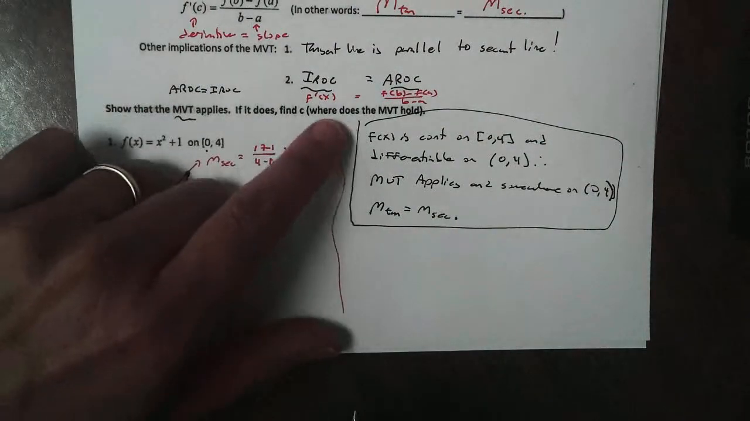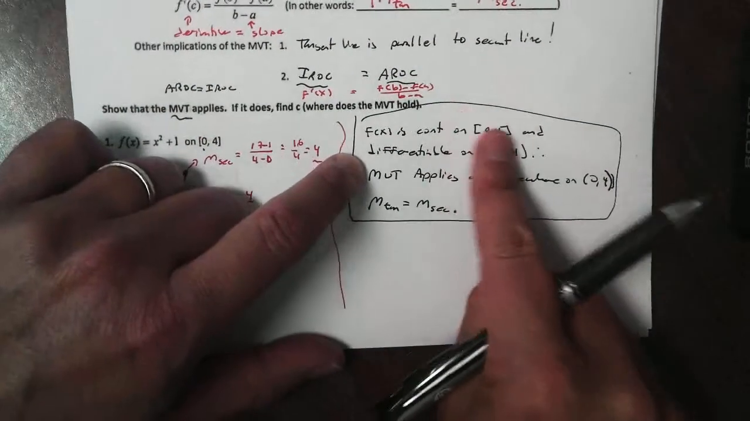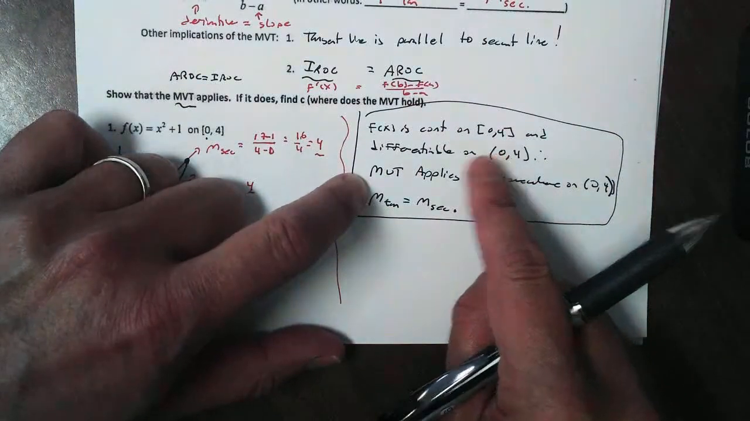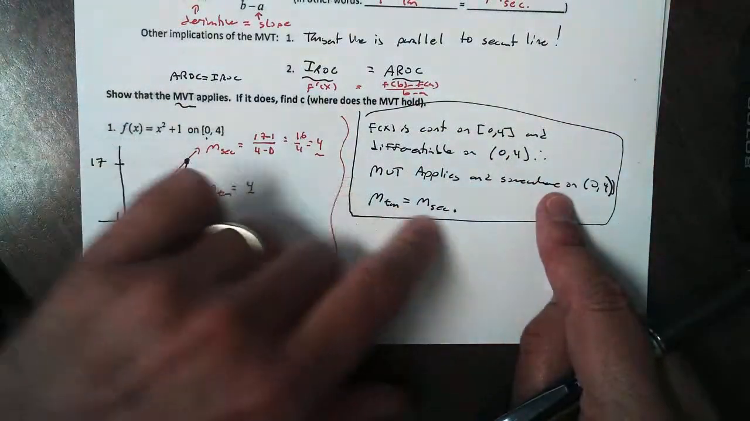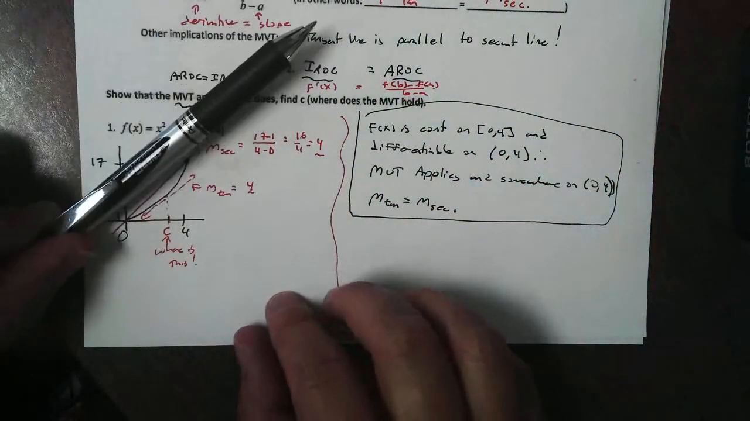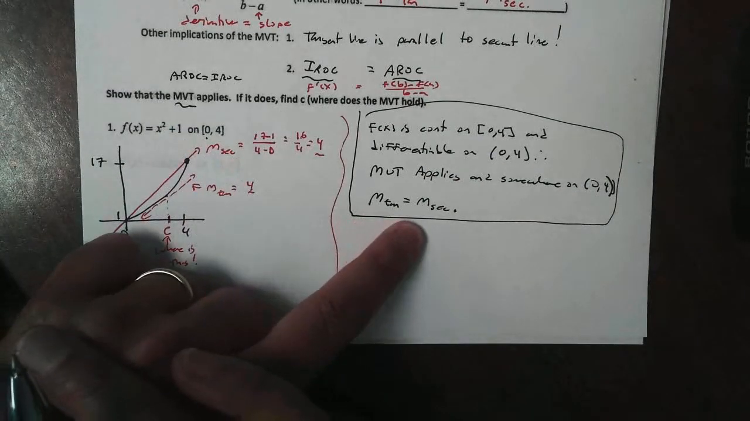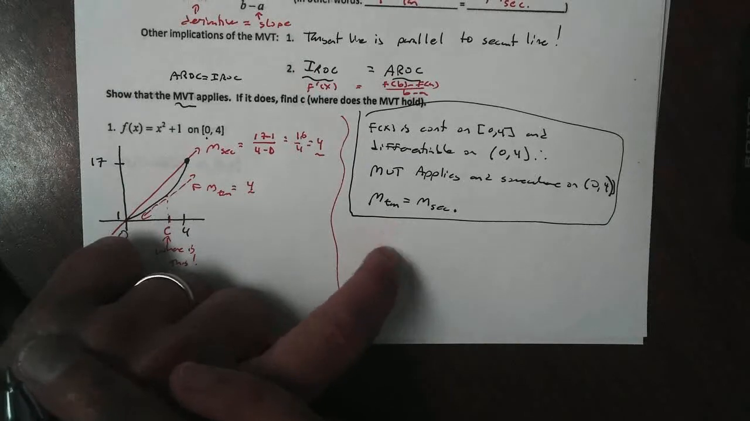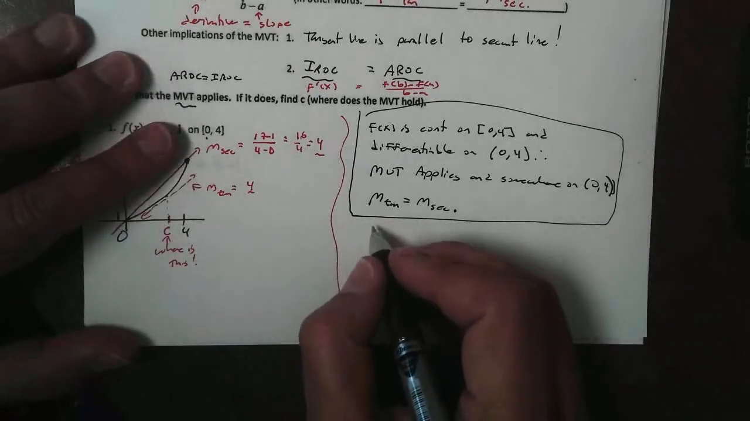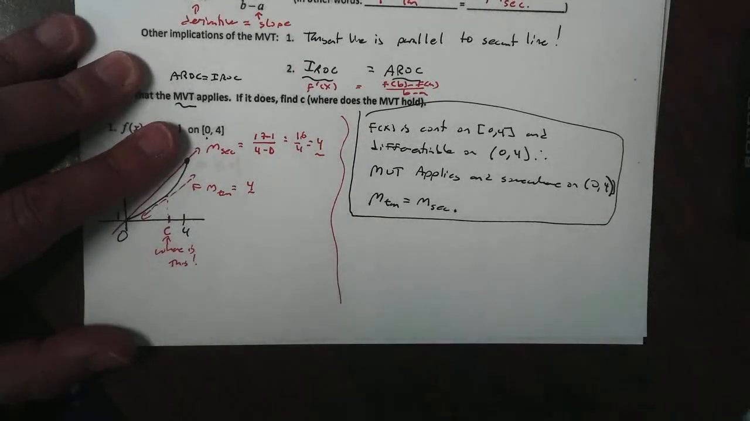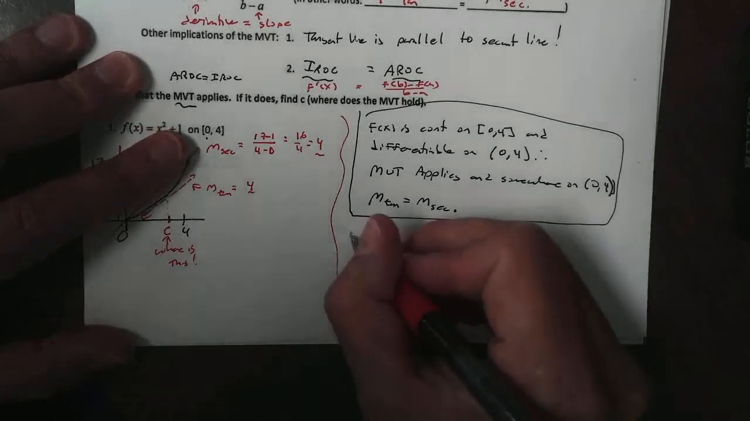So that's part A. So we showed that it applies. The function is continuous and differentiable. The MVT applies, and it tells us that somewhere our two slopes are going to be equal. Now, this is the only time I say slope of tangent line is slope of secant line. I typically use IROC equals AROC. So now we have to find where this occurs.